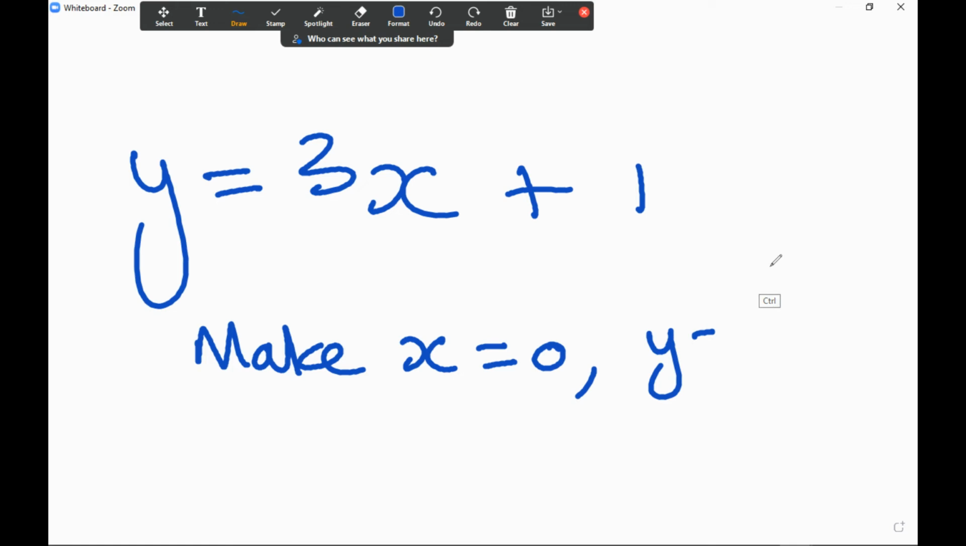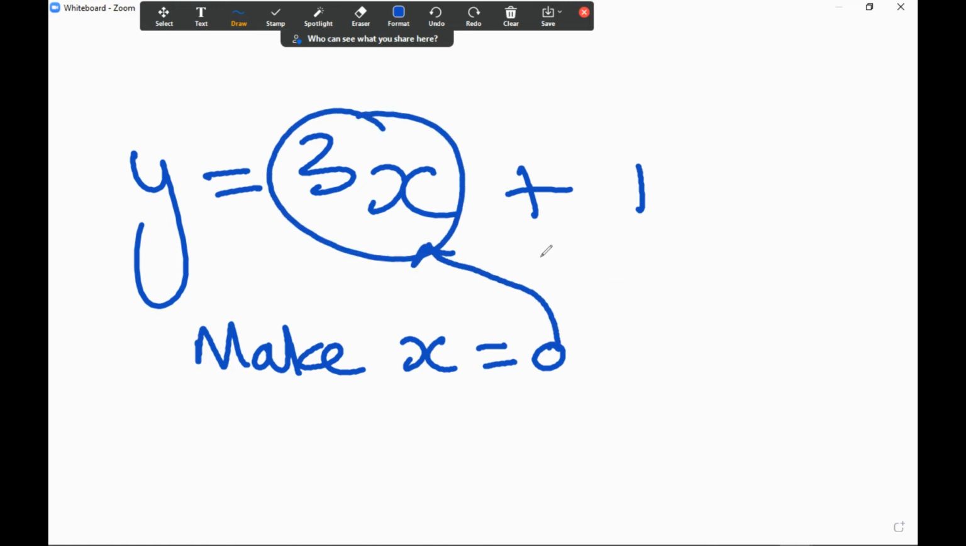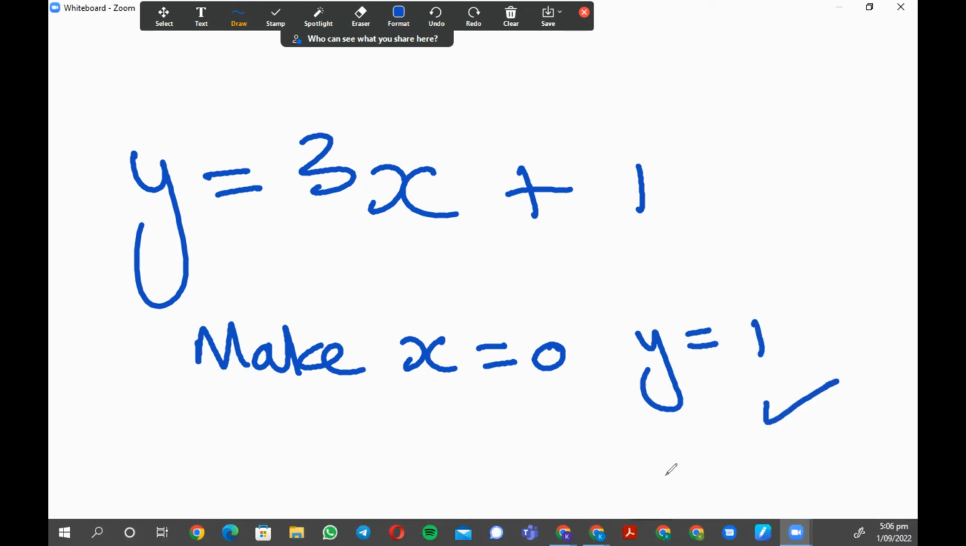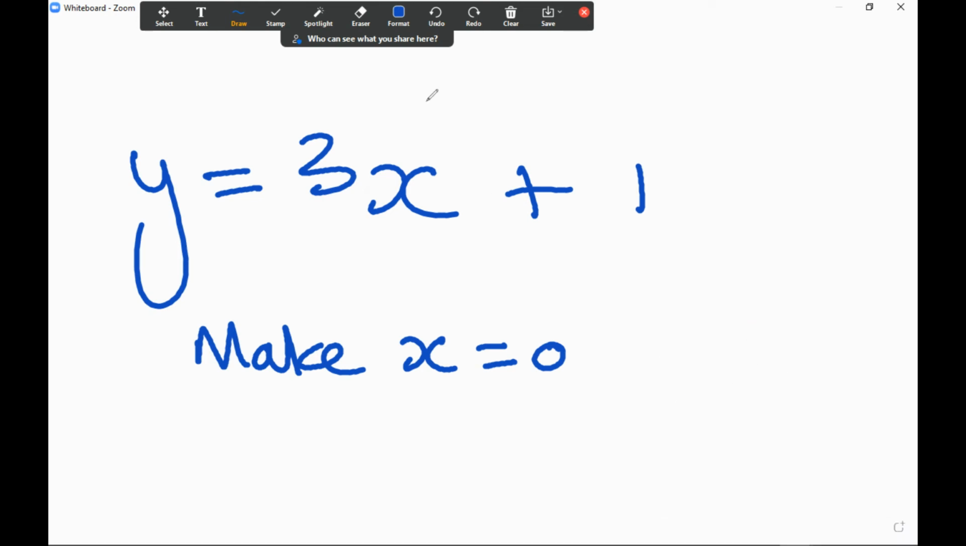That's all you got to do. Watch carefully. 0 goes in there. What's 0 times 3? 0 times 3 is 0. 0 plus 1? 1. Okay. Go and change this equation up. This equation is now going to be 4x plus 4. Make x equal to 0. What is y?